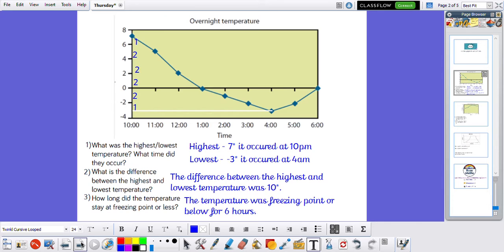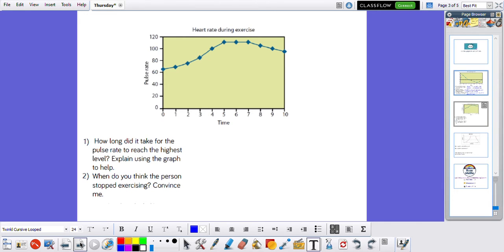Let's have a look at another one. Okay, so this one is heart rate during exercise. Along the bottom we've got time. We don't know if that's hours or minutes, but I would assume that it's minutes. And then we've got the pulse rate at the side, so that's how fast the person's heart is beating. The time is going up in intervals of 1, and the pulse rate is going up in intervals of 20.